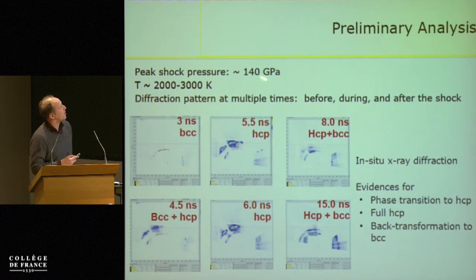This is when you shock a sample of iron. This is BCC iron, and as you shock it, we can measure the transformation to HCP. At 4.5 nanoseconds, you have BCC plus HCP. At 5.5 nanoseconds it is pure HCP. At 6 nanoseconds, pure HCP. And then you go back, you decompress. So the good point is we can measure the phase transformations from BCC to HCP.